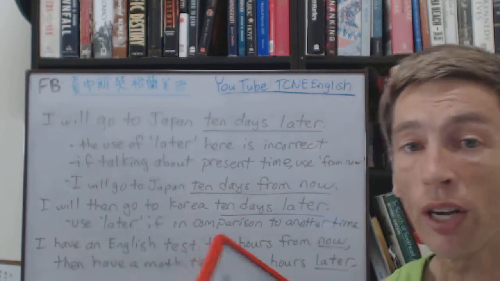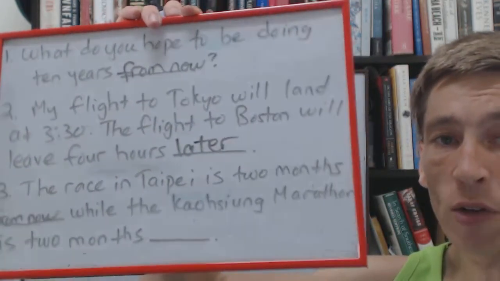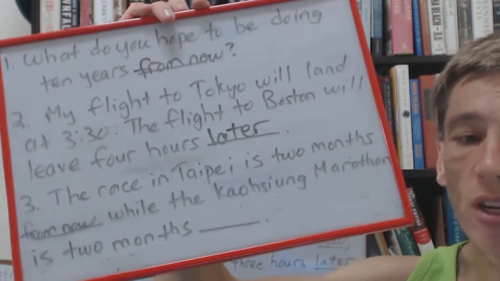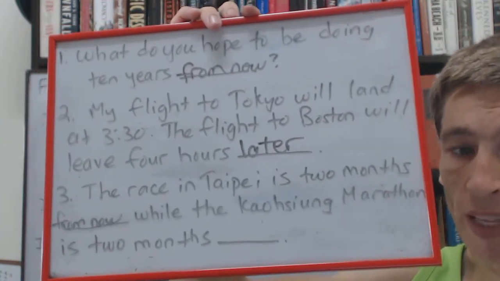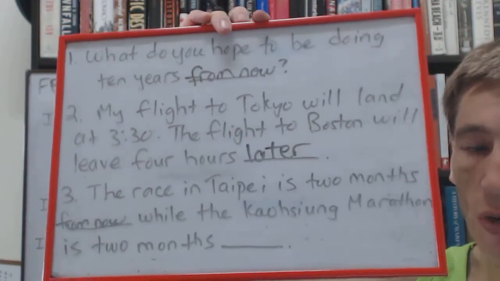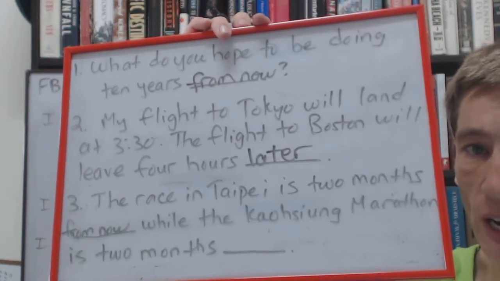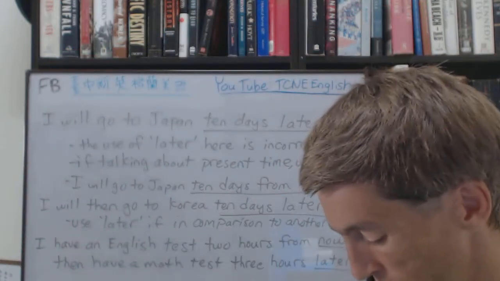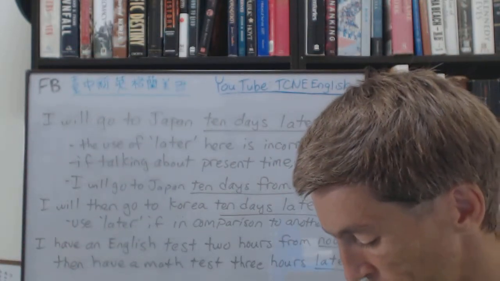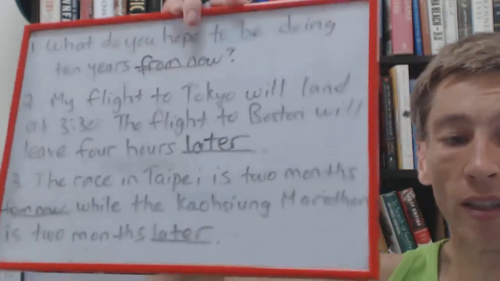Okay. So now we're talking about Kaohsiung. Kaohsiung will be 2 months from the time of the Taipei Marathon, the way that it is written in this sentence. So it's not from now, it's from the time of the Taipei Marathon. So it would be 2 months later.